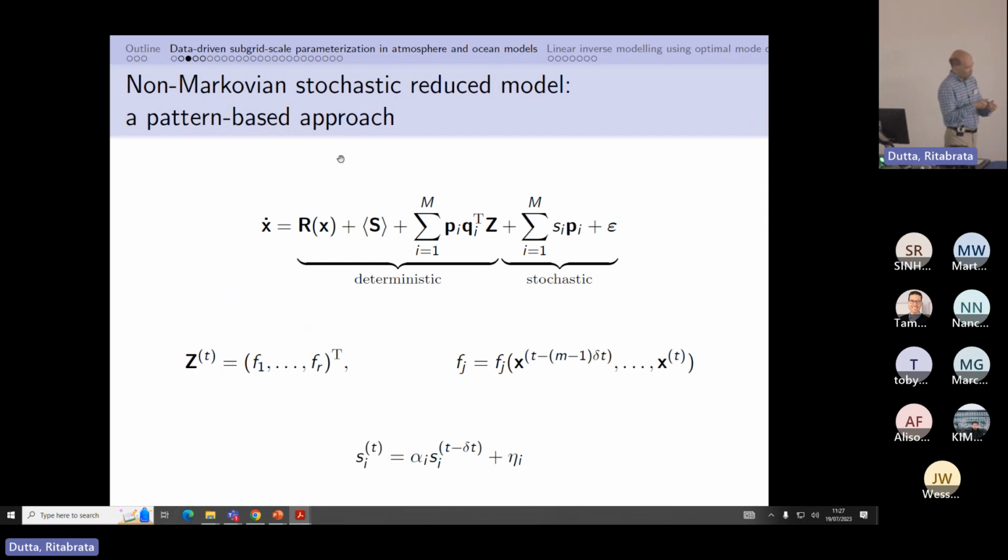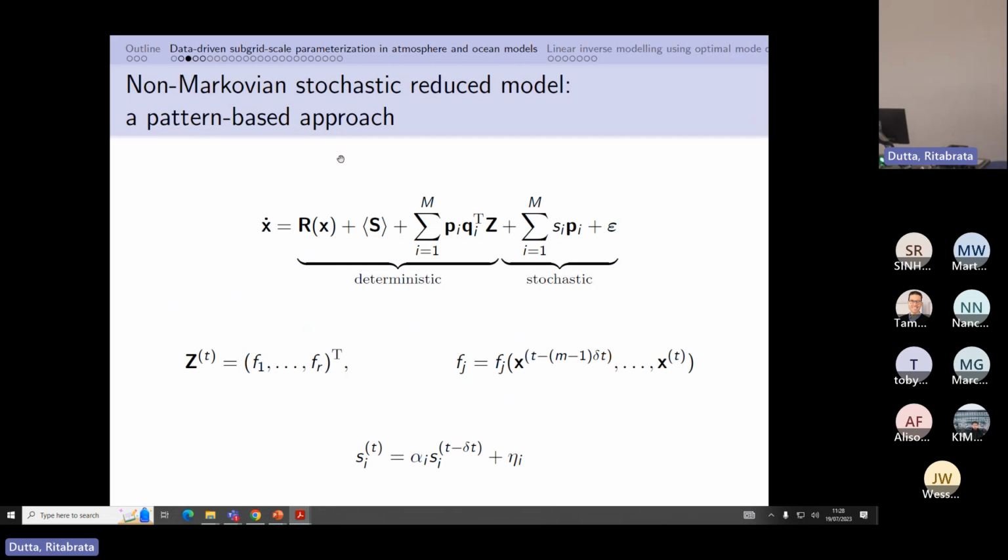And the ansatz I'm looking at is a pattern-based approach to come up with this S function. That's a basic structure, just a structure. I don't give all the details. The structure is like this. So x dot is R of X. We keep this because we know this from physics. That's the resolved part. And then to replace this S function, we take somehow the mean of S. Then the fluctuations of S are modeled with the deterministic part and the stochastic part.